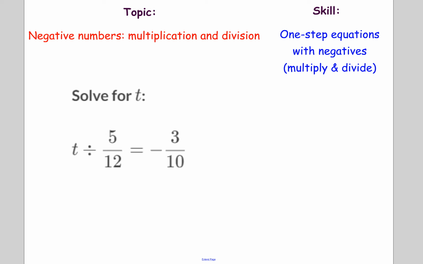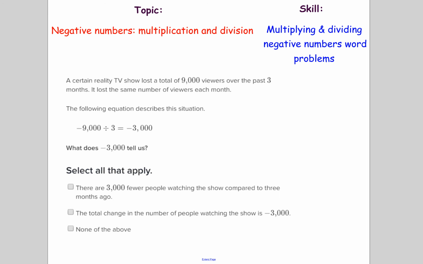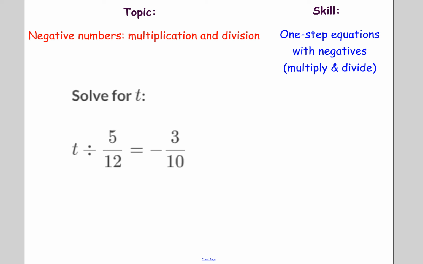All right. Now, one more. This one's probably a little bit difficult. Let me see what's after this. Yep, this is the last one. T divided by 5/12 equals negative 3/10. Okay, so this one's a little bit trickier because you're looking at it and you're like, well, what does it mean? T divided by 5/12. So let's kind of look at this.